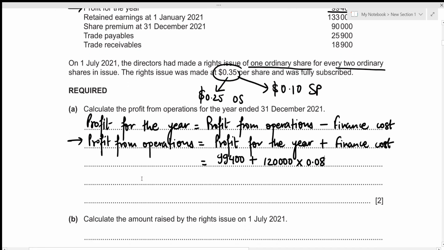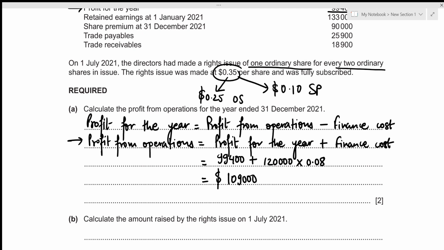So we can easily figure out our profit from operations now. That's just going to be the profit for the year, 99,400, plus the finance cost, 120,000 times 0.08, which results in the profit from operations to be 109,000. Alright, this concludes the first part of this question. Now we can move to the second one.